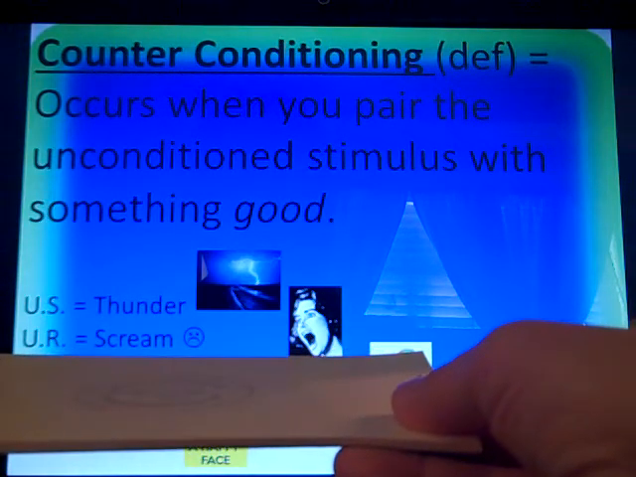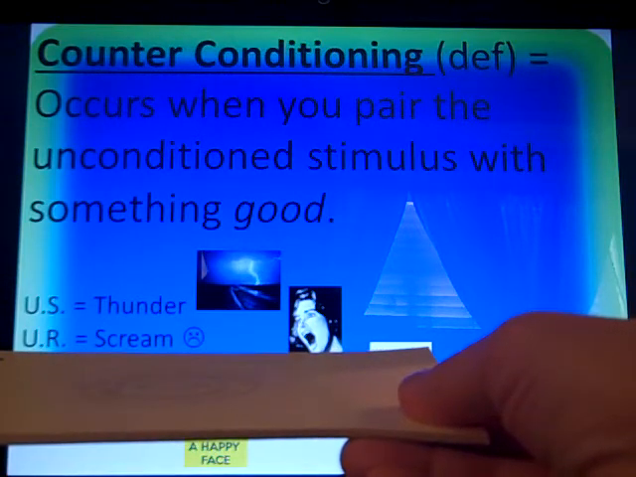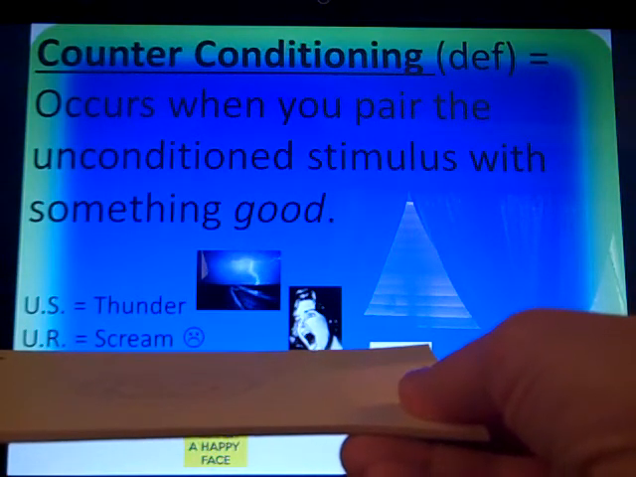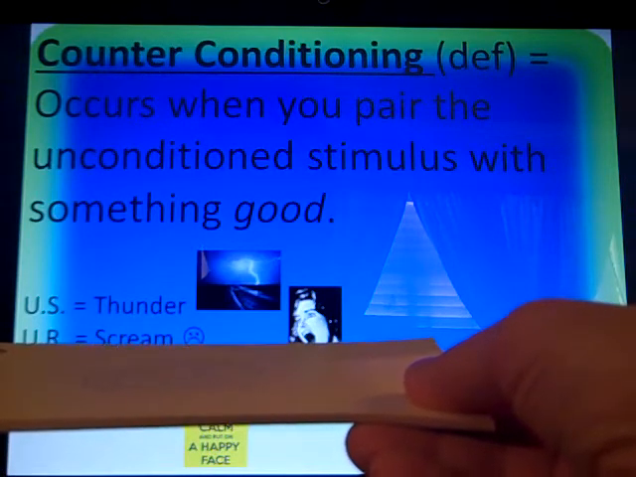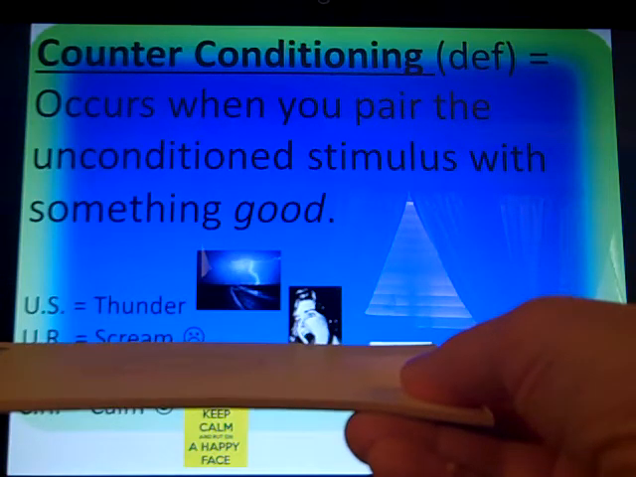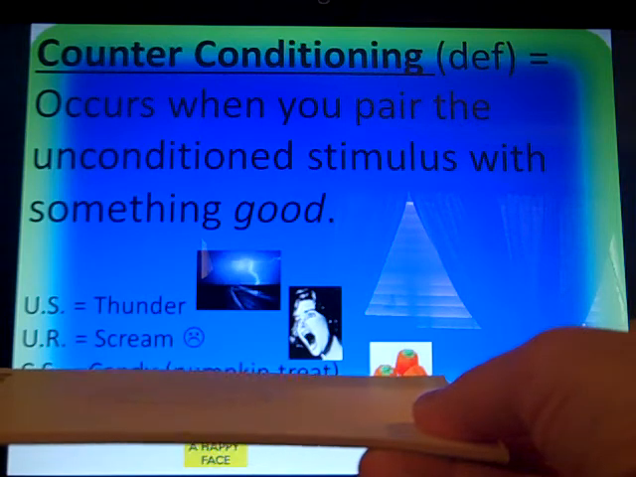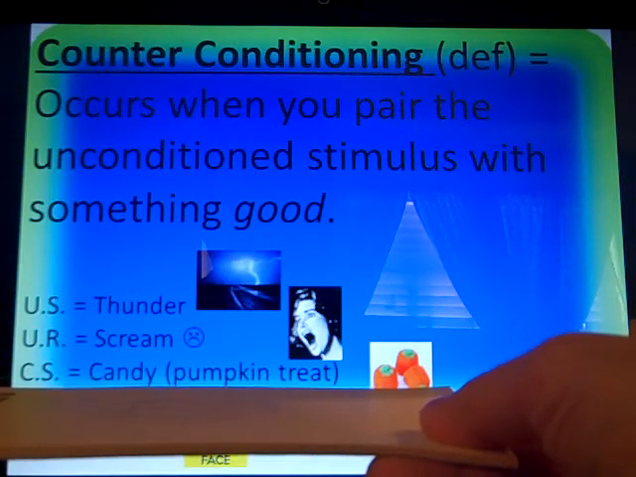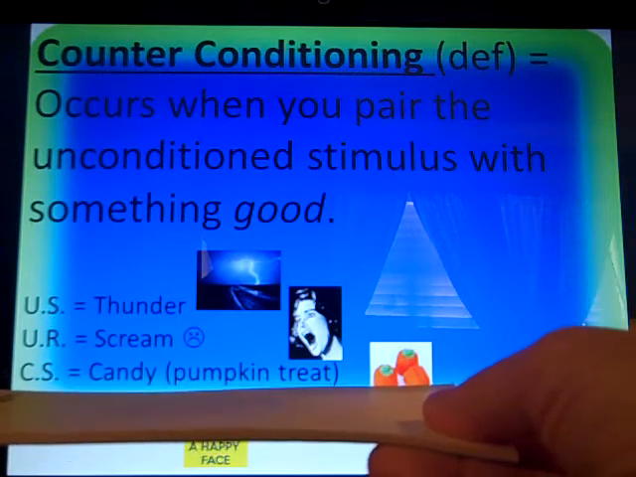So you can see, the unconditioned or unlearned stimulus is thunder. It's out there, it exists, it's natural. Her unlearned or instinctive response would be to scream. This is not an adaptive behavior. We don't want her to do this. So I'm thinking, if I can get her to associate the unconditioned stimulus with something positive, then I might be able to change her response.